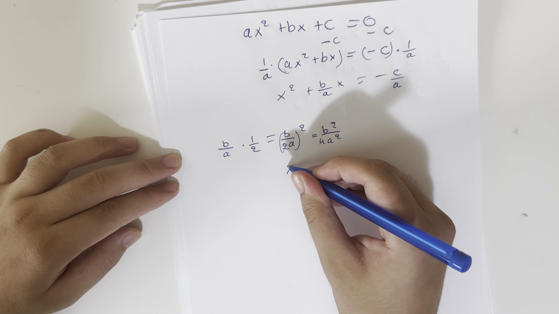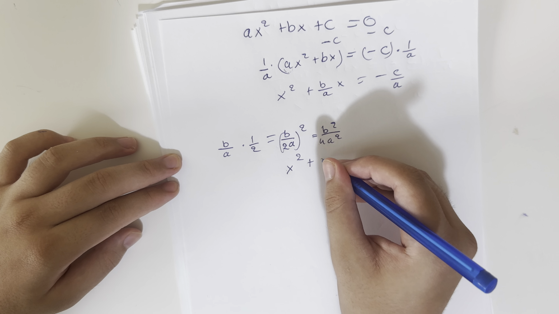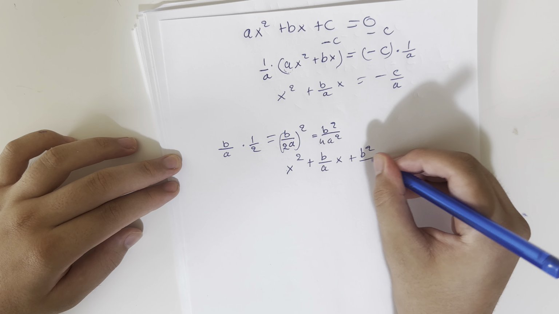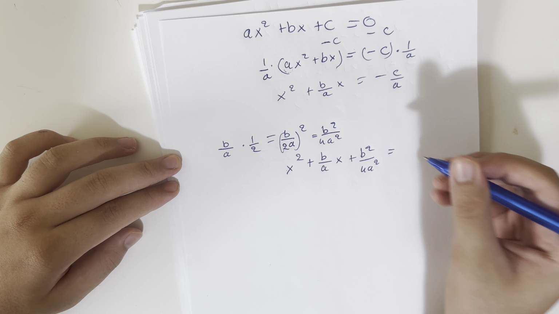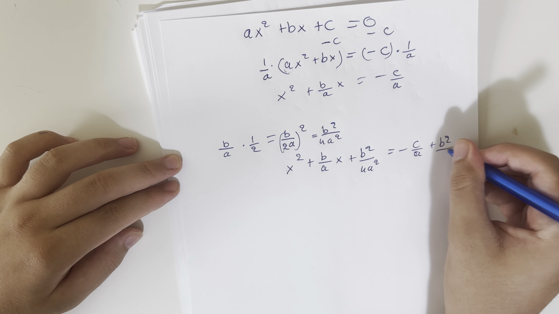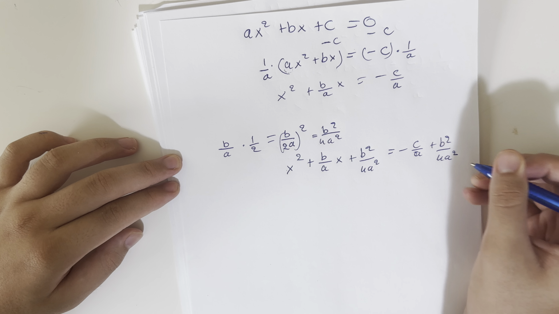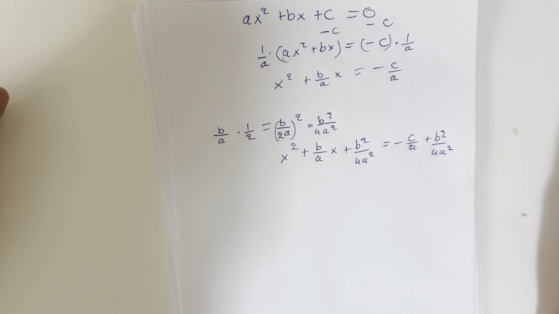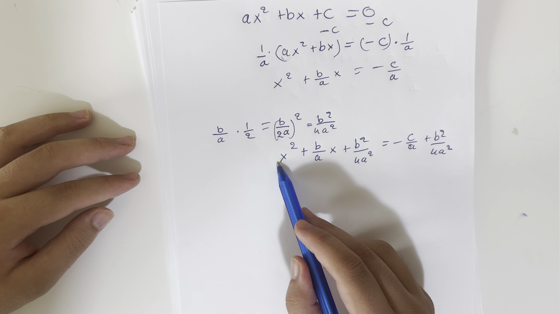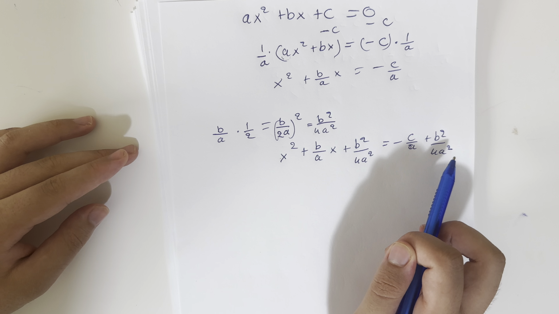So now I'm left with x squared plus b over a x plus b squared over 4a squared is equal to negative c over a plus b squared over 4a squared. So now essentially this is just a process of simplification. So I'm going to take a look at the left-hand side first and then the right-hand side.